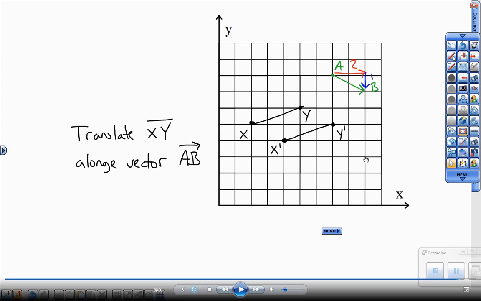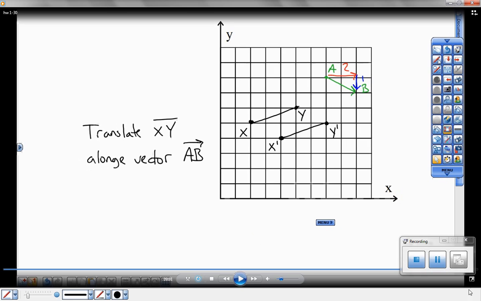So that means you're going right 2, down 5. That is the vector I want you to follow. So right 2, down 5. All right, good luck. Turn that in tomorrow.